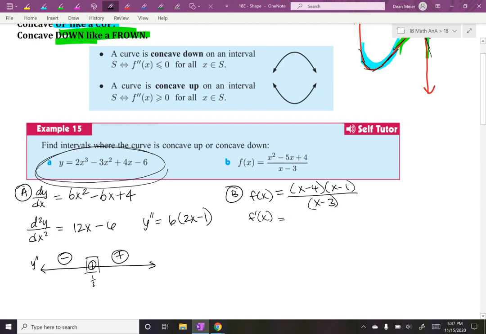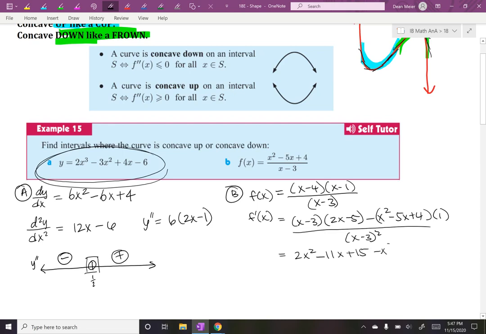Yuck. The first derivative is low d high: low times the derivative of high, 2x minus 5, minus high, x squared minus 5x plus 4, times the derivative of low, which is 1, all over low squared, which is x minus 3 squared. I could clean this up a little bit with foiling, so that'll be 2x squared minus 6x minus 5x is minus 11x plus 15, then minus an x squared plus a 5x and a minus 4, all over x minus 3 squared.